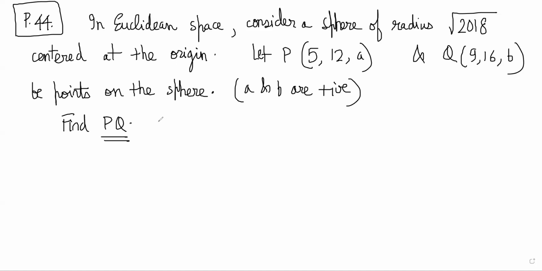Sir, A square is 1849, B square is 1681. You have to find PQ distance. Okay. You don't have to find A square and B square.